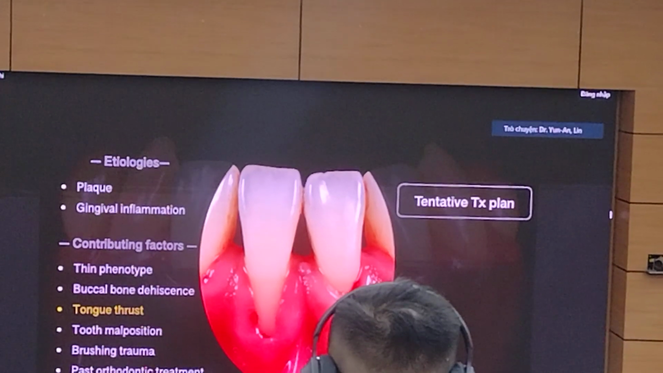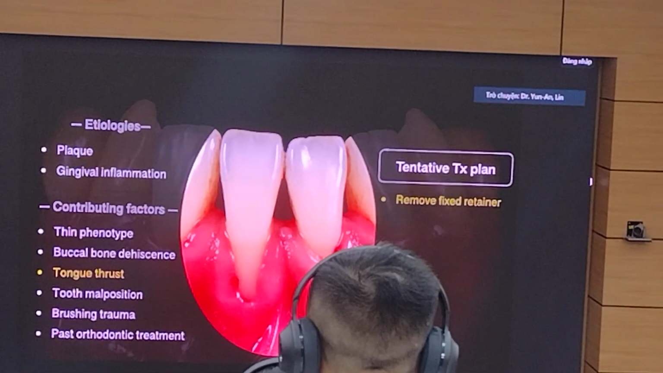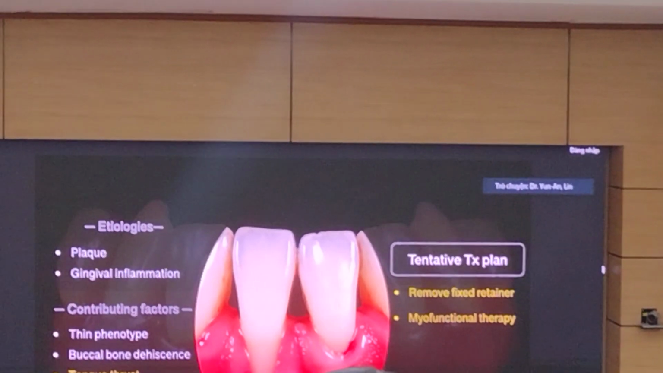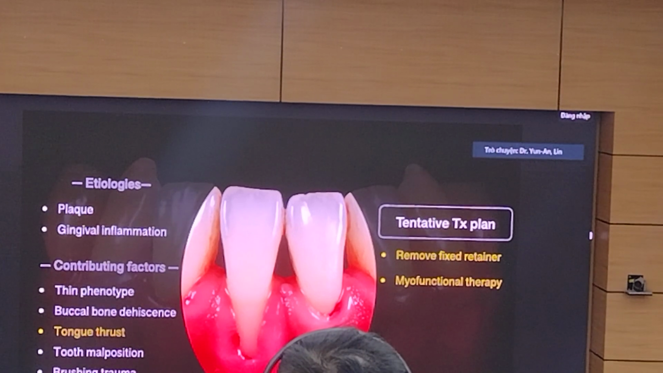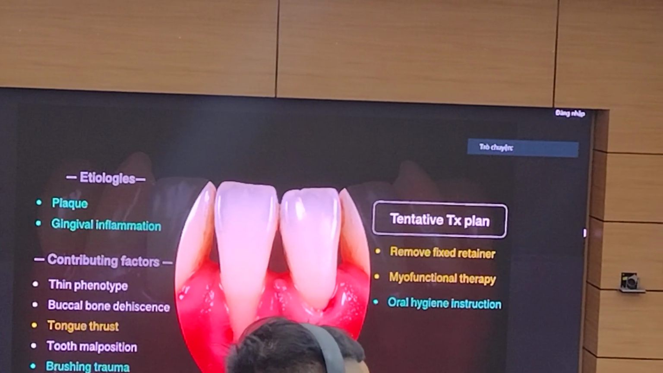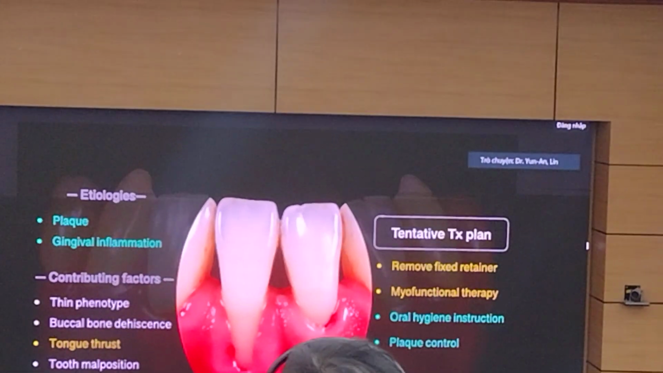Due to the above mentioned circumstances, our tentative treatment plans were to remove the fixed retainer, educate the patient with malfunctioning therapy, and gentle brushing course with proper oral hygiene technique. Also, we performed formal scanning and polishing.